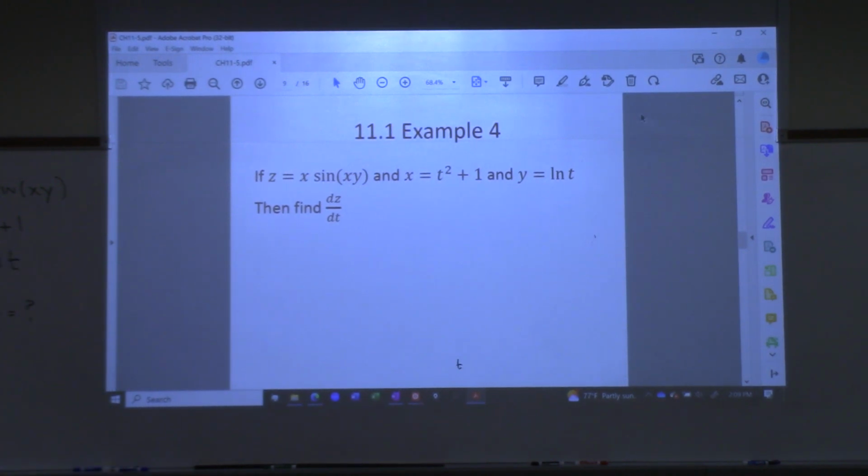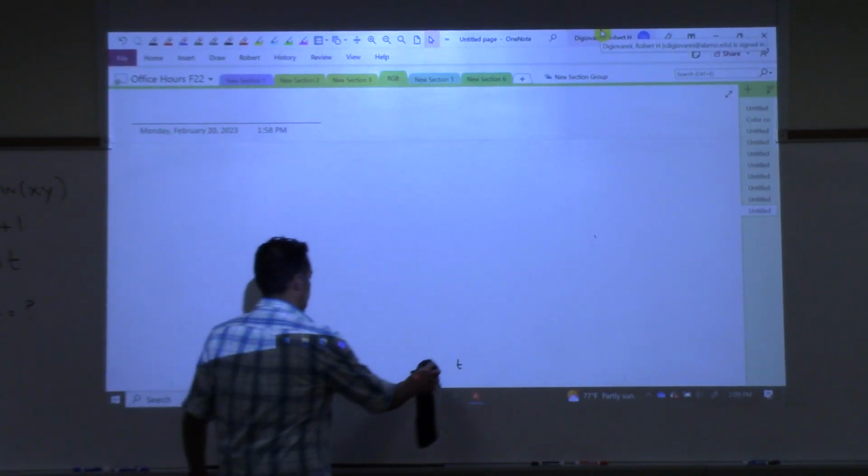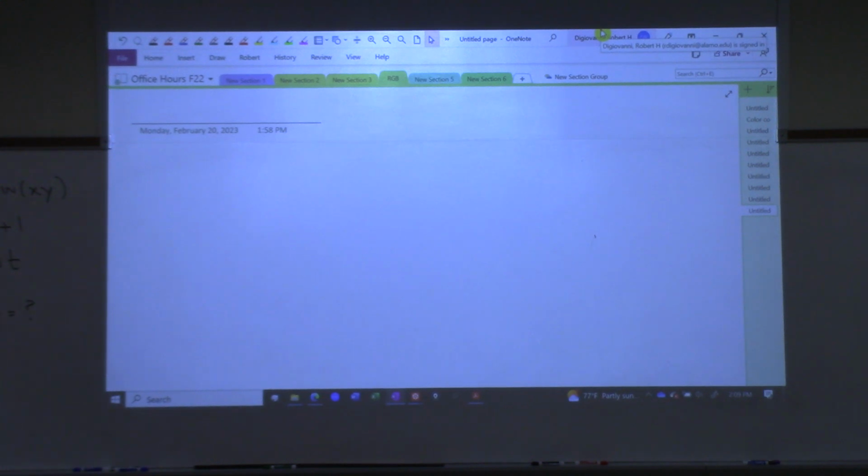So for this, are we going to actually find the partial and then multiply it by the derivative? Yep. Could we not also substitute in our values? Absolutely. And then just take the derivative with respect to t, you could. But you would have to plug this in here and that in there, and then you have product rules. It could get messy, but you could do it that way.